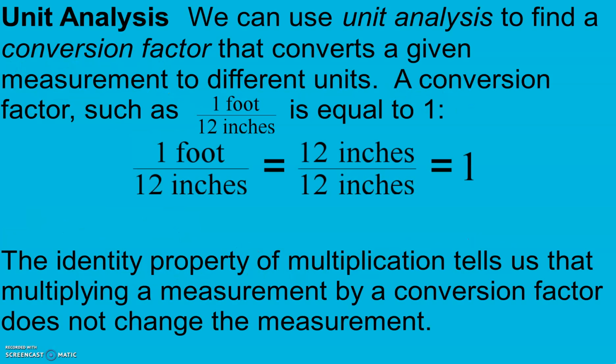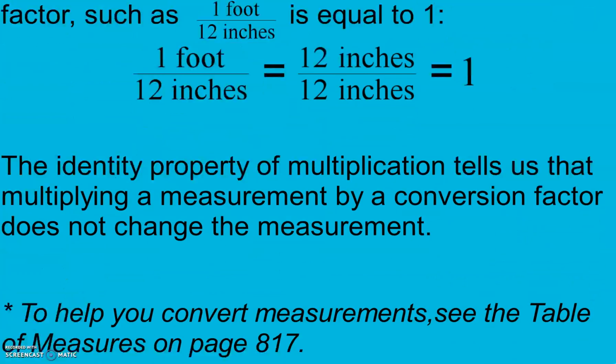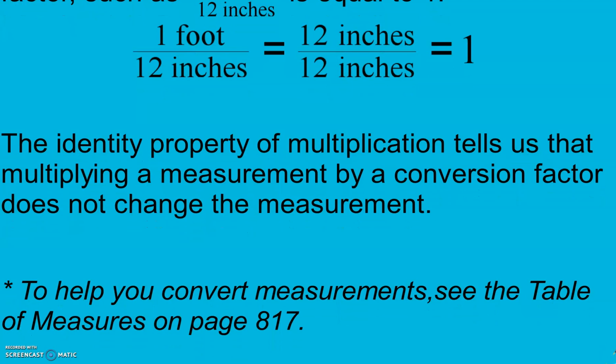We can use unit analysis to find a conversion factor that converts a given measurement to different units. A conversion factor, such as 1 foot to 12 inches, is equal to 1. So it looks different, but it means the same amount. So 1 foot is the exact same as 12 inches. Looks different, but it's still the same thing divided by itself. So it still just equals 1.